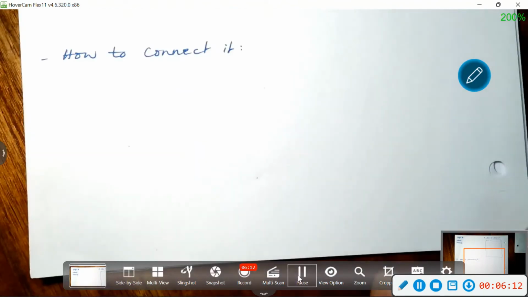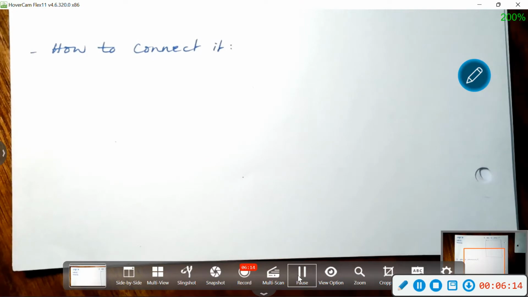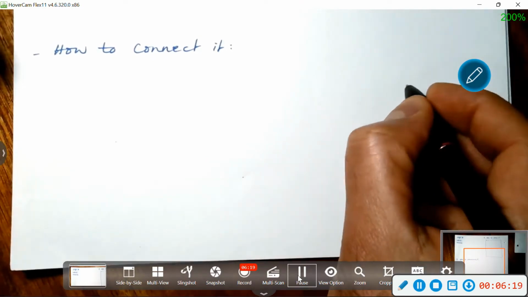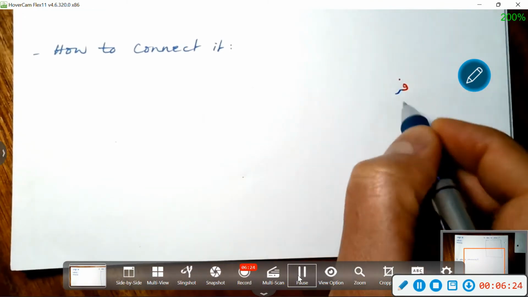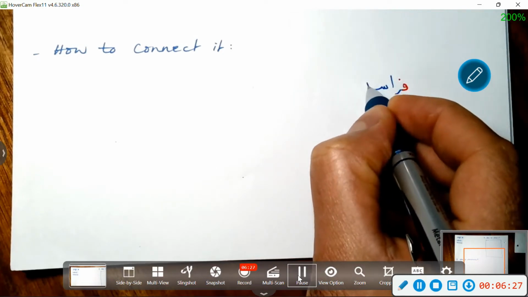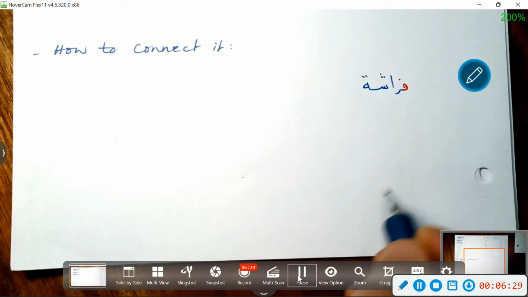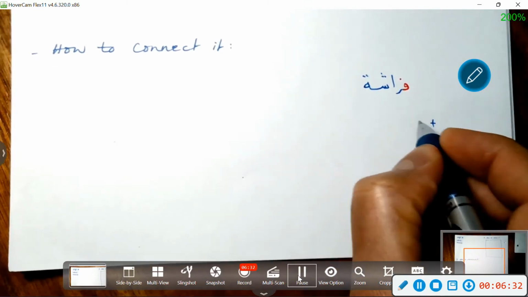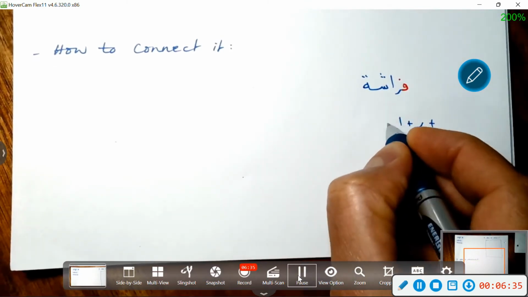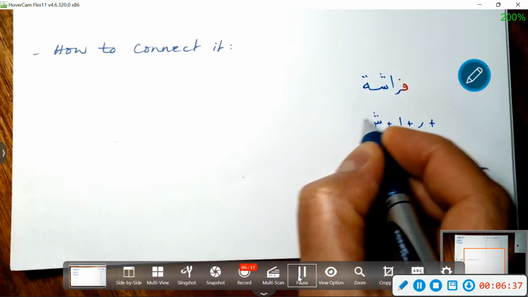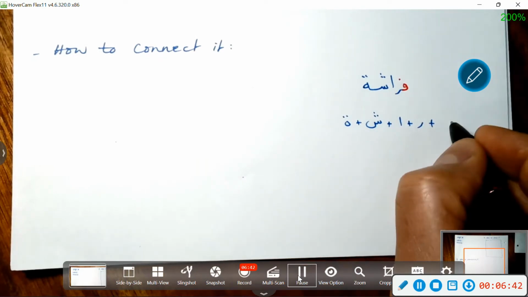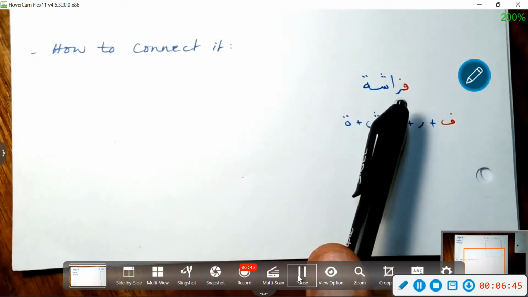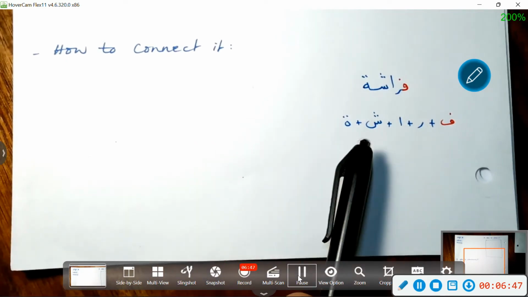Now let's connect the letters. The first word is going to be farasha. Fa, ra, alif, sheen, ta marbuta. So fa plus ra plus alif plus sheen plus ta marbuta. And this is the fa. Farasha, butterfly.